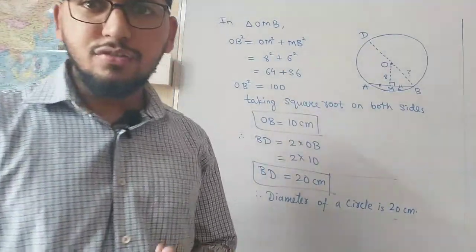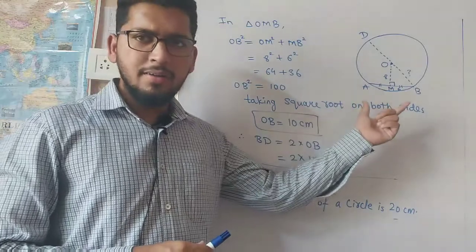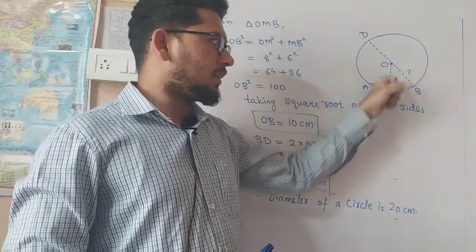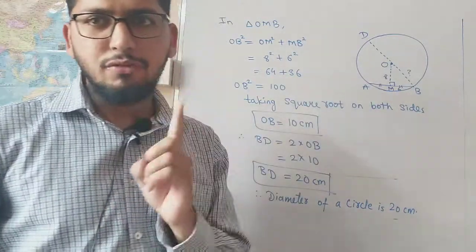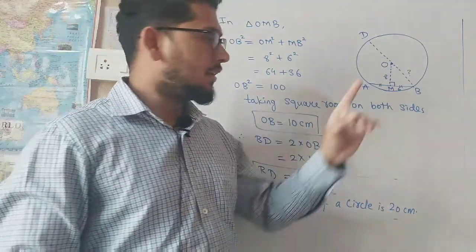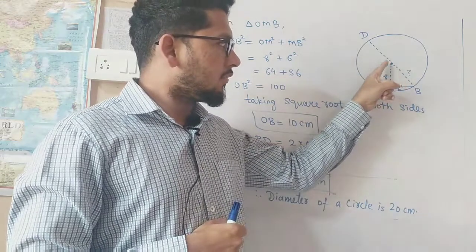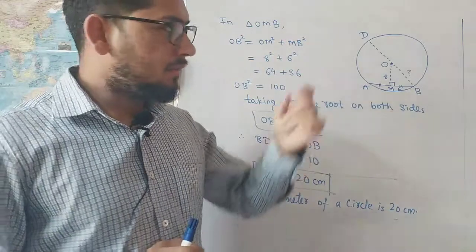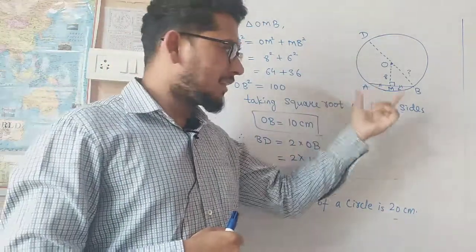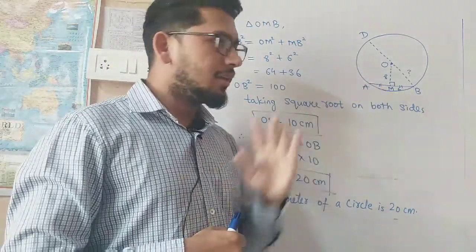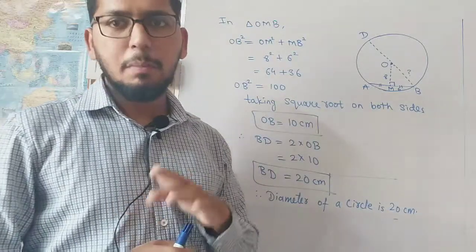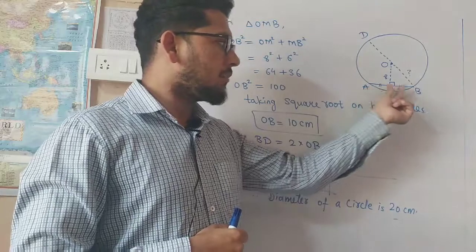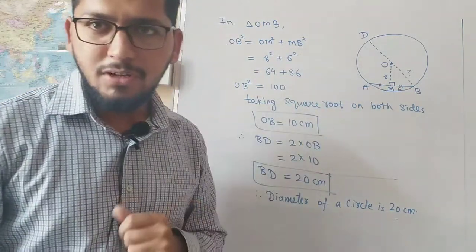In the first question they have given one chord and the value of the segment from the center to the chord. So we have to know the first property, the first theorem: the segment from the center to the chord bisects the chord. Any segment passing through the center and bisecting the chord will be perpendicular, a perpendicular bisector we can say. So this AB is divided into two equal parts, AM and MB.